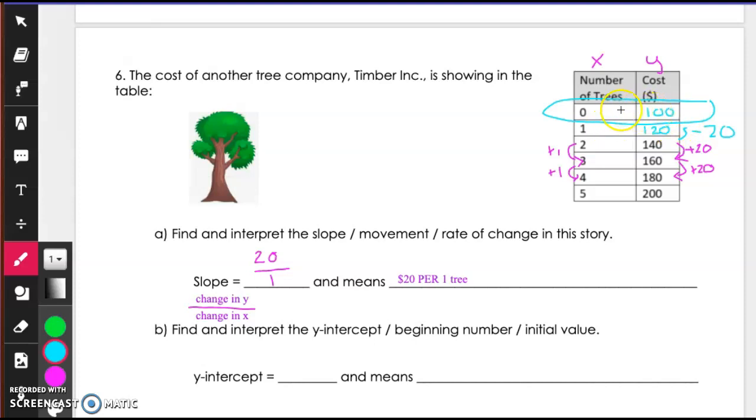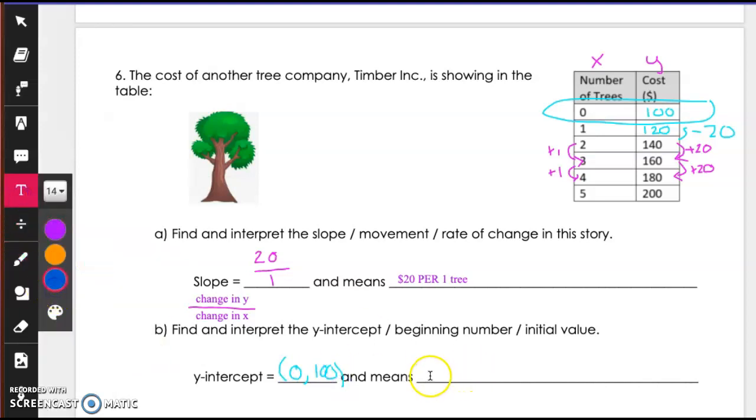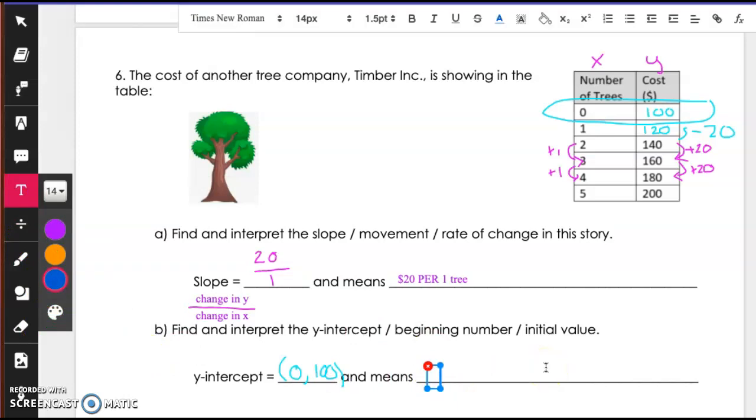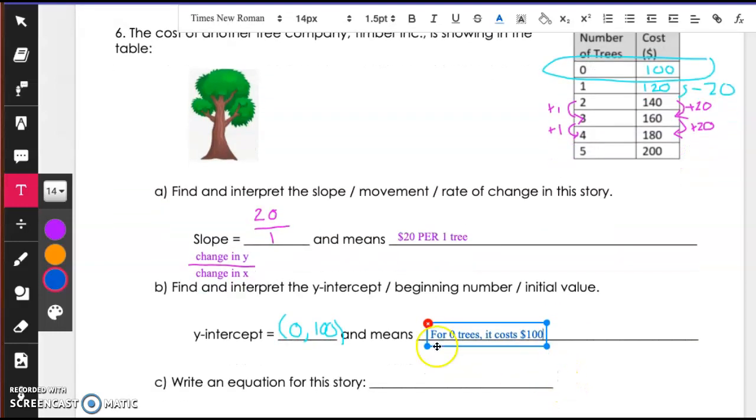So we found our initial value, our y-intercept. It is (0, 100). And in this story, let's type it out, it means that for 0 trees, it costs $100. They've shown up, you got to pay us $100.